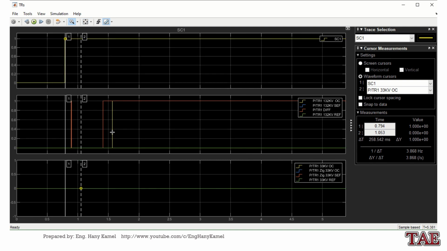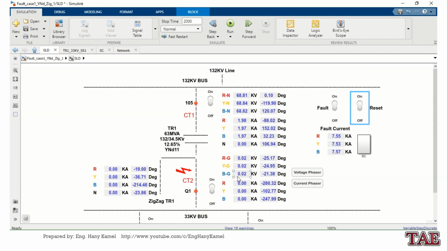We have differential protection operated, and we have overcurrent operated for 132 kV, and the 33 kV side didn't work because there is no current in CT2. That's why it didn't measure any current. So overcurrent protection of 132 and differential operated.